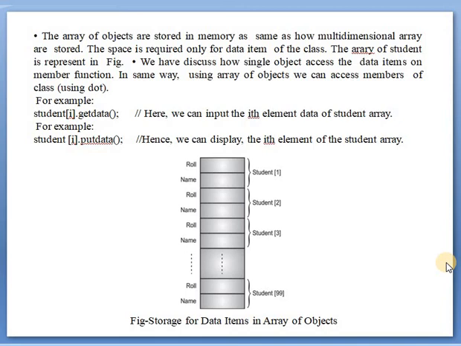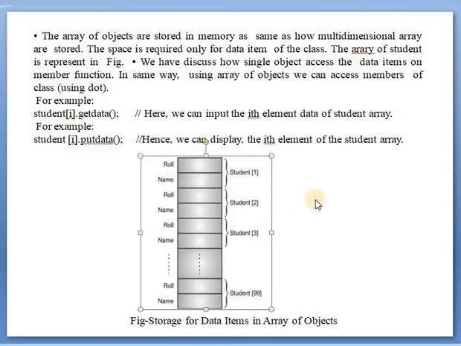The array of student is represented in the figure. See here in this figure, student 1 has two data members, roll number and name. So these two memory spaces are allocated for the student 1 object. Next is the second object, roll number, name. Third object, like that 100 student objects require two memory locations each for storing the roll number and name.